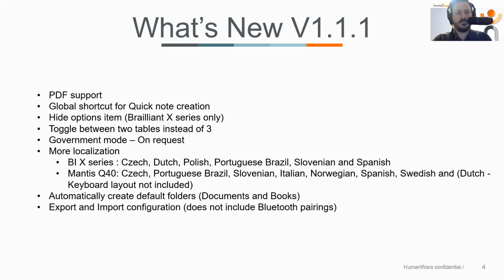More localization is included, so we've included Czech, Dutch, Polish, Portuguese, Brazil, Slovenian, and Spanish. And on the Mantis Q40, again, additional languages including Czech, Portuguese, Brazil, Slovenian, Italian, Norwegian, Spanish, Swedish, and Dutch. And that includes the keyboard layouts. However, the Dutch does not include a Dutch keyboard layout, as they predominantly use a US international keyboard layout.